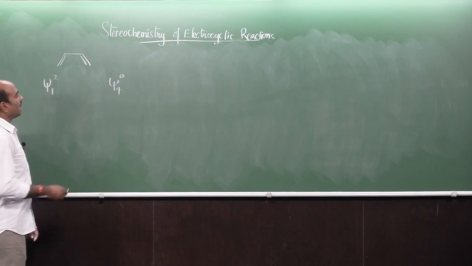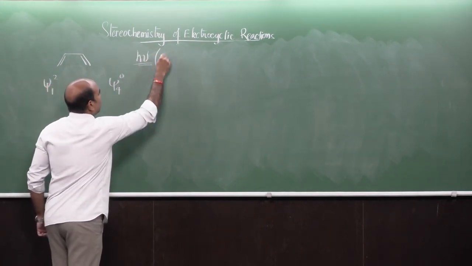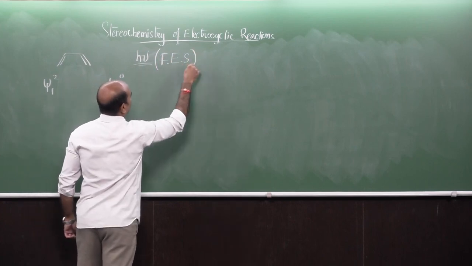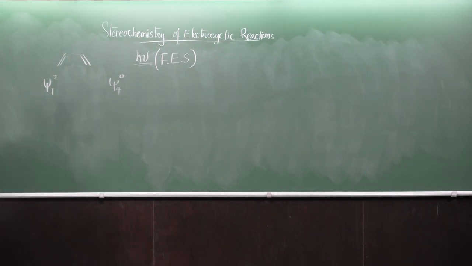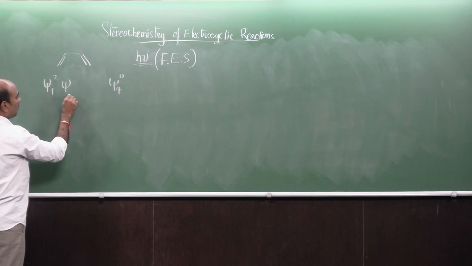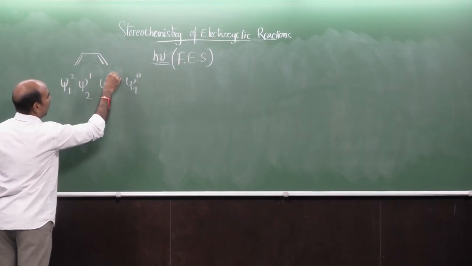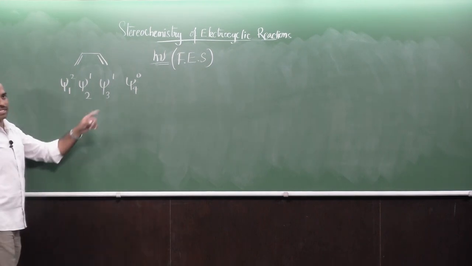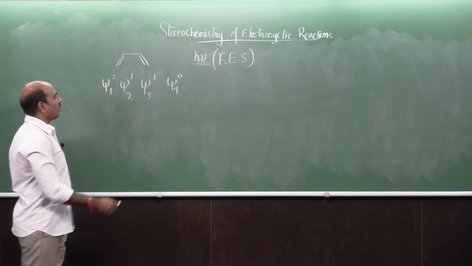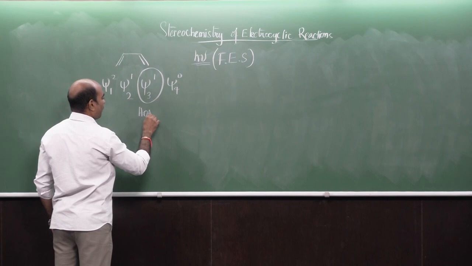So, under photochemical conditions, that is the first excited state, FES, means first excited state, right. So, what is the electronic configuration? Psi 1 is having 2 electrons, psi 2 will have 1 electron and psi 3 will also have 1 electron, because this is the first excited state, an electron from psi 2 has moved to psi 3. So, which one is HOMO now? Psi 3 is the HOMO now.